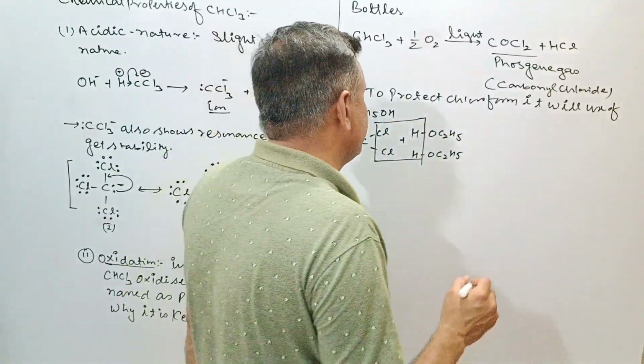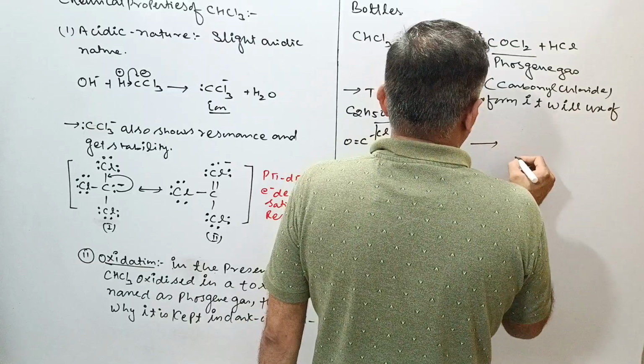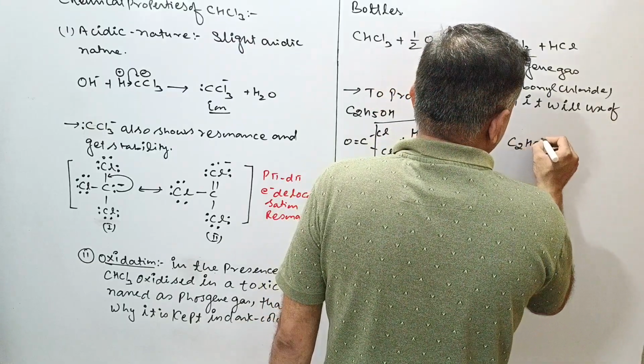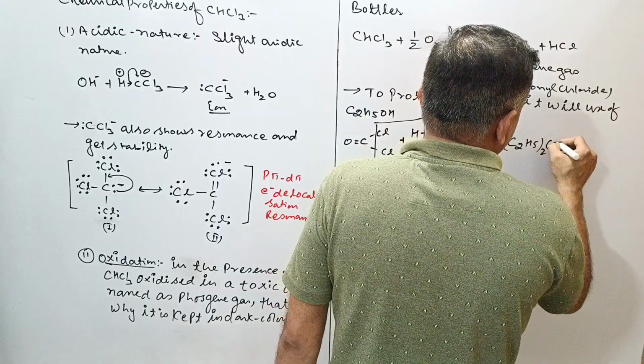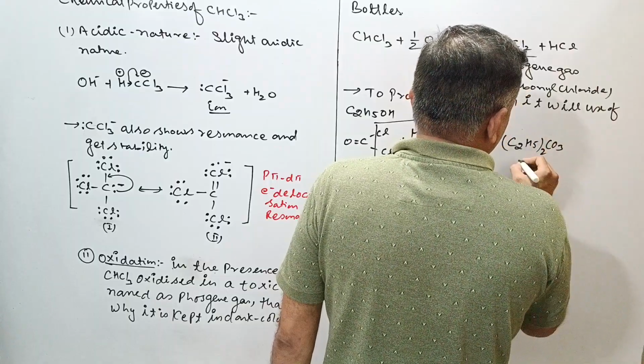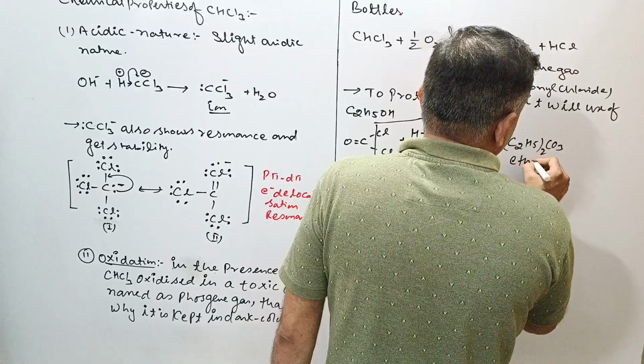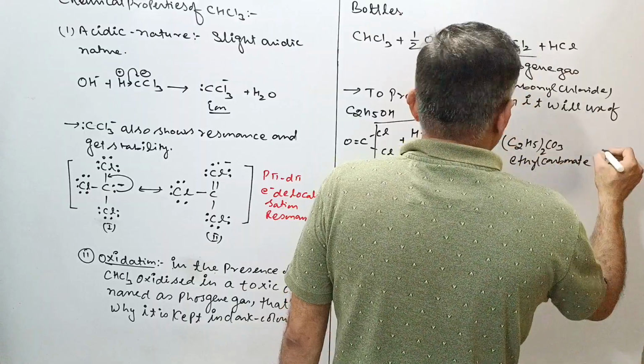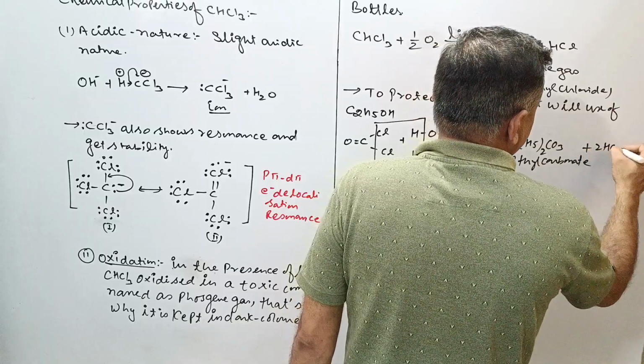Here will be removal of HCl, and further it changes into ethyl carbonate. This is C2H5 whole 2 CO3. You can say diethyl carbonate also. Ethyl carbonate, and with the removal of 2 of HCl.